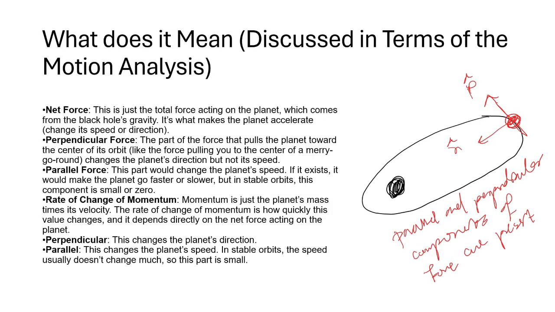So what does it mean in terms of motion analysis? So the net force is just the total force acting on the planet, and it's the sum of the parallel and the perpendicular directions, or the forces in the perpendicular and parallel directions. And for us, the perpendicular force is just the force that pulls the planet towards the center of the orbit, and the parallel force is just the part that would change the planet's speed and the change in momentum, if it exists. And it was present for us because it's moving in an ellipse. Also, the rate of change of momentum is just how the velocity changes throughout the path, but the mass stays constant, so the change in momentum is just equal to m delta v. And then the perpendicular and parallel directions.